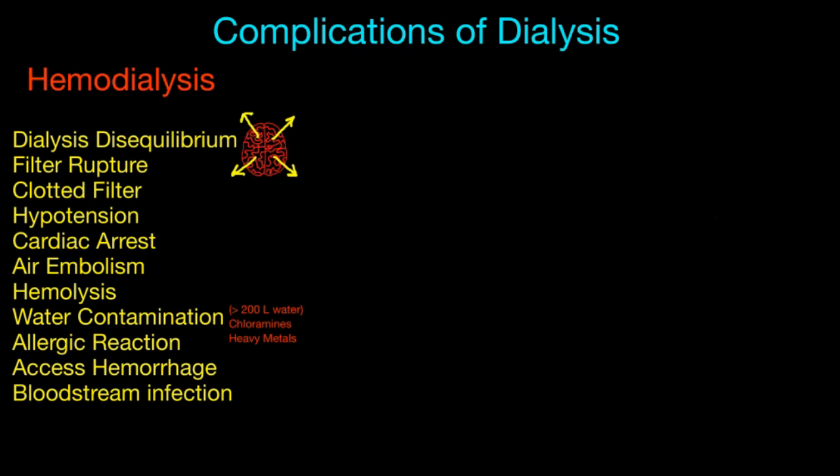Finally, infections can occur. There can be infection at the surface of an AV fistula or AV graft that can eventually lead to a bloodstream infection. Or patients who have temporary or permanent dialysis catheters are at risk for bloodstream infections. And this is why AV fistulas or grafts are preferred over catheters, because of the lower rate of bloodstream infections.